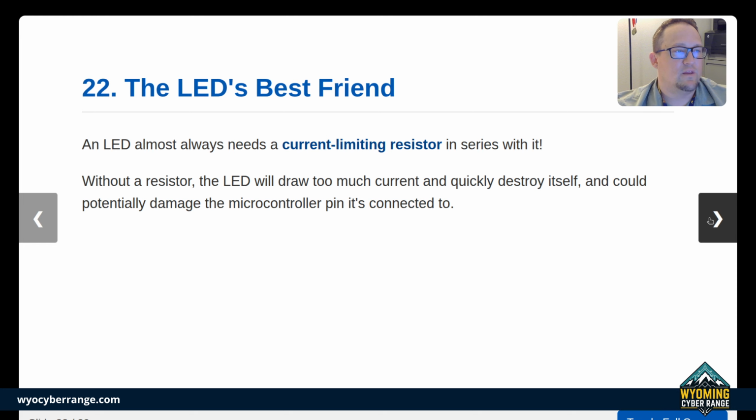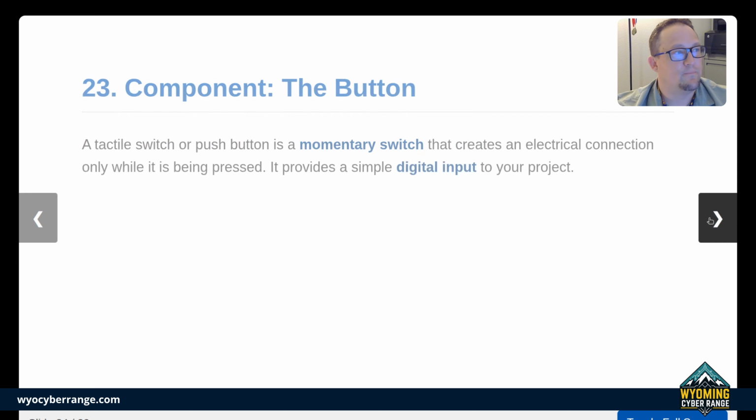So limiting current resistor, that's what I wanted to say. We don't want to destroy the LED. Once an LED is destroyed, it's just garbage, okay? There's nothing we can do about it.